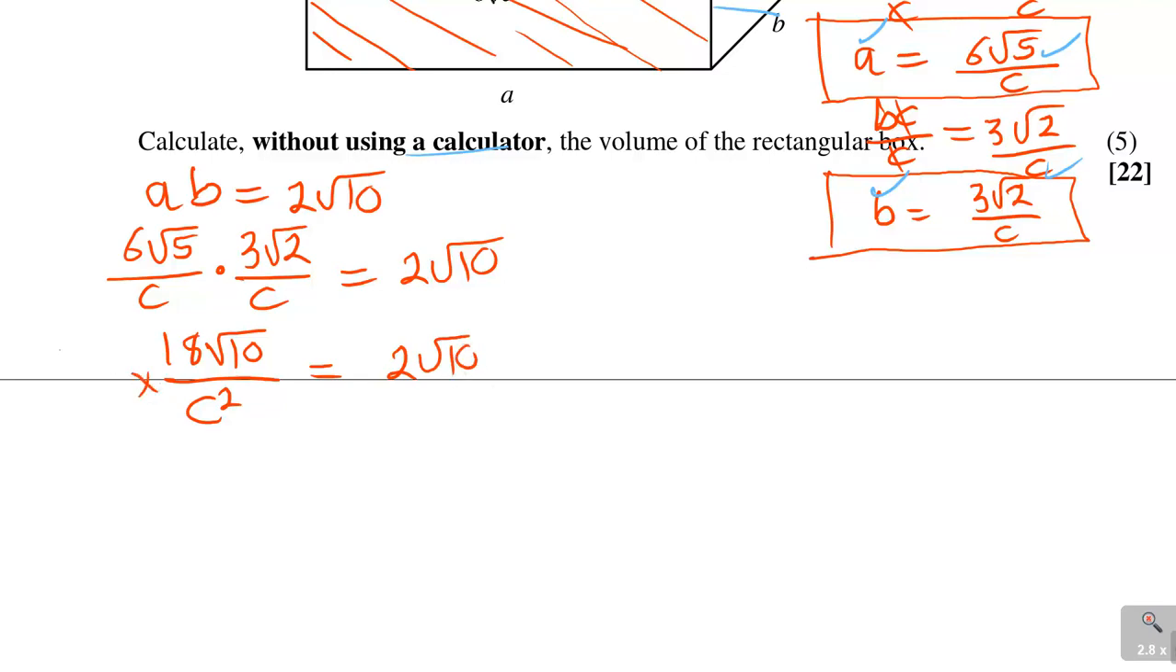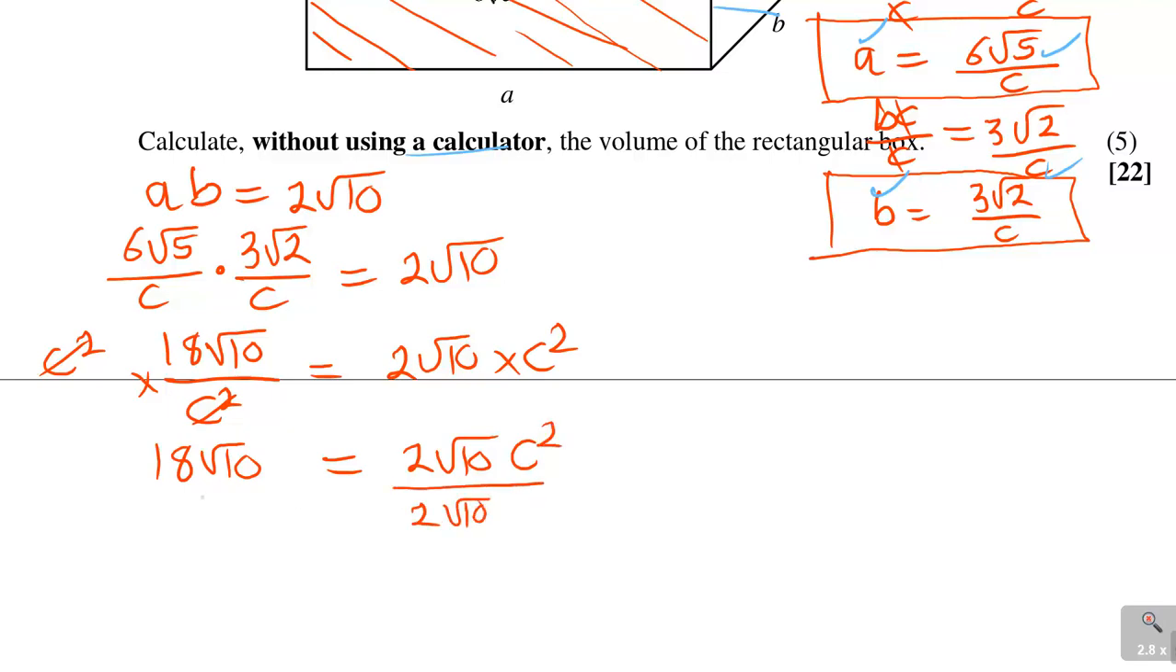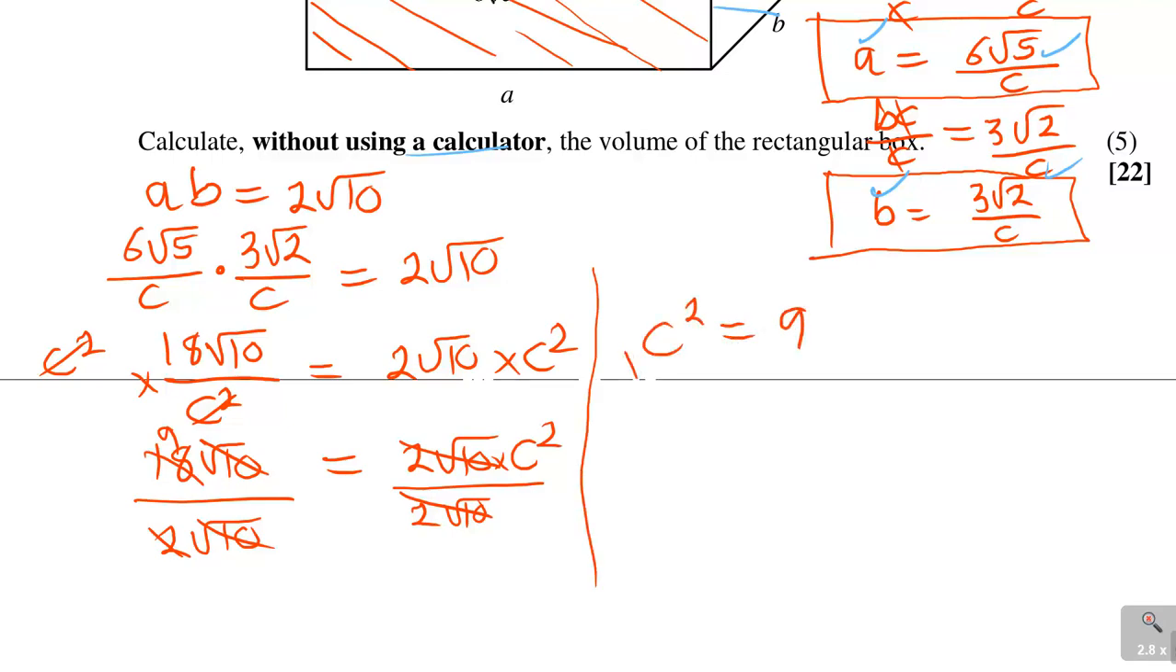Now multiply by C squared, multiply by C squared, then you have 18 root 10 is equal to 2 root 10 C squared. Divide by 2 root 10, divide by 2 root 10. Why am I doing it? Remember it's multiplying, so I can only do the division. Cancel there, cancel there. 2 into 18 is 9. So you have got C squared is equal to 9, square root both sides. C is plus or minus 3.